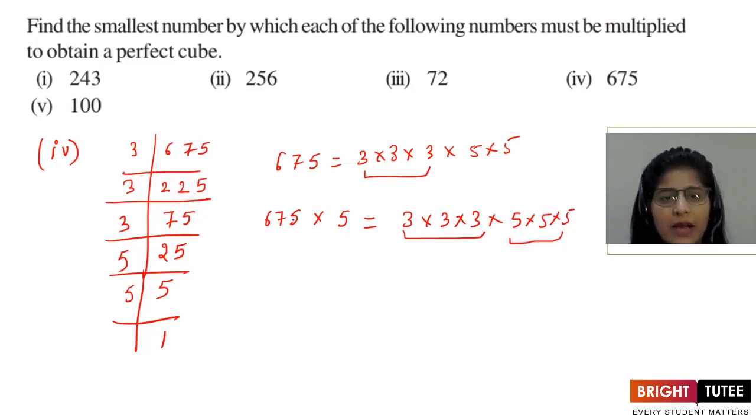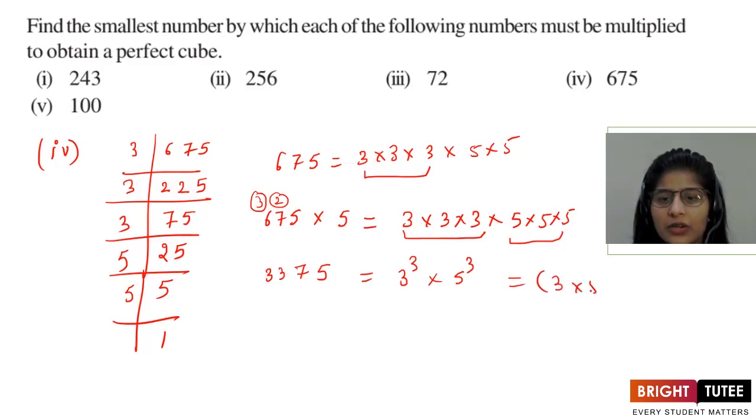Let us multiply. 5 5s are 25. Take a carry of 2. 5 7s are 35. 35 and 2 is 37. Carry will go as 3. 5 6s are 30. 30 and 3 is 33. And here we have 3 cube and 5 cube. That can be written as 3 cross 5 whole cube. That is cube of 15. So we see that 675 is not a perfect cube. To make it a perfect cube, we need to multiply it with which number? We need to multiply it with 5 so that it becomes 3375 and it is a perfect cube of 15.